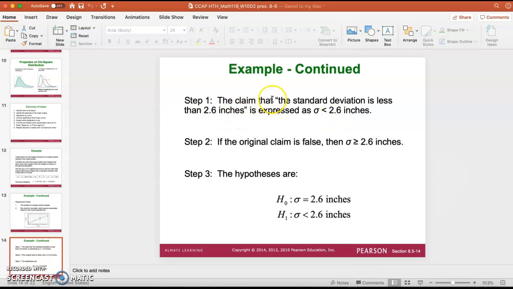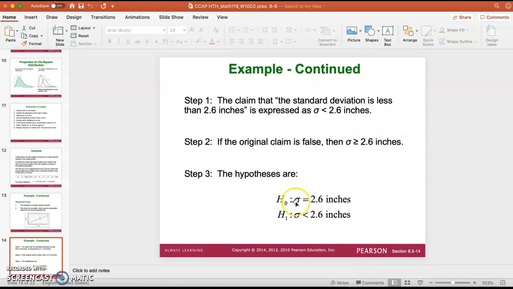So step 1, our claim is that the standard deviation is less than 2.6 inches for the supermodels. So we can use the notation where sigma is less than 2.6 inches, since this is our claimed standard deviation, and less than that claimed value. If the original claim is false, then the standard deviation of the supermodels is greater than or equal to 2.6 inches.